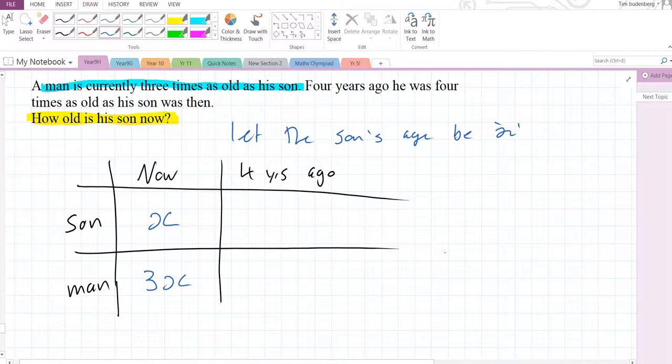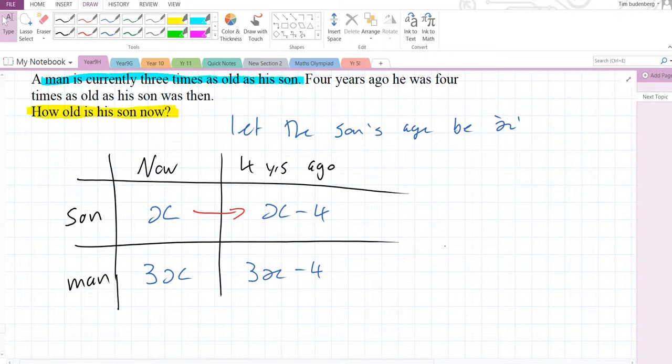Now, going from x back to this column is nice and easy. If his son's age is currently x years old, 4 years ago, his age was x take 4. Similarly, the man, if his age is currently 3x, 4 years ago, his age was 3x take 4. Now, how does this help us form an equation? Well, we form an equation by using this piece of information here.